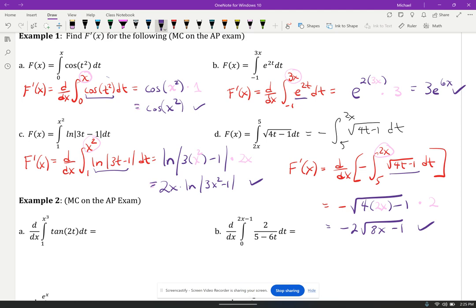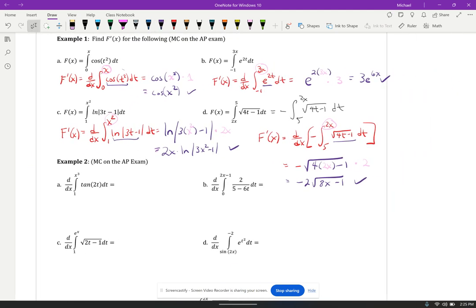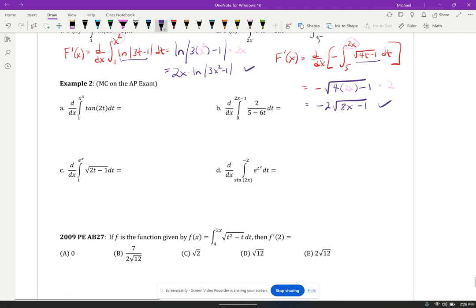Taking the derivative is easy if I'm taking the derivative of an integral. Notice, this is not the antiderivative, right? We're not taking just the antiderivative of the inside function. We're taking the derivative of the integral, which is going to undo them, and then I'm left with the inside function. So it's a very, very thin line there.